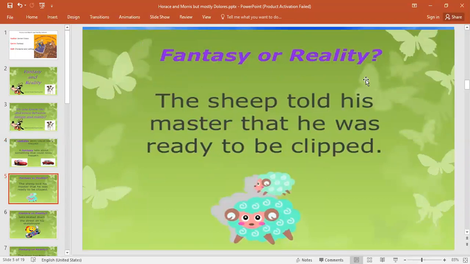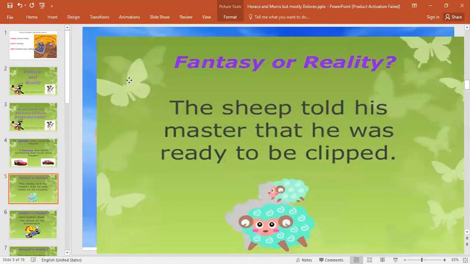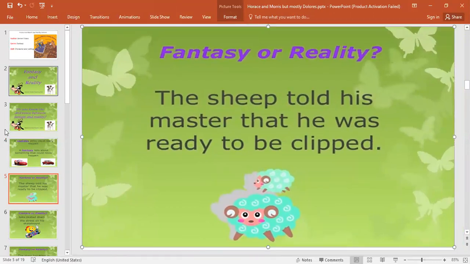Okay, let's take these examples. The sheep told his master that he was ready to be clipped. Think with me. Is it fantasy or reality? Read it again. The sheep told his master that he was ready to be clipped. Think, is it fantasy or reality? It is fantasy. Why is it fantasy? Because it will never happen in real life.